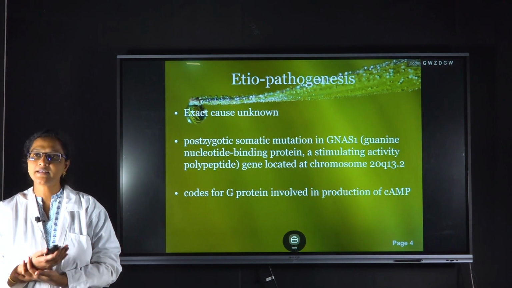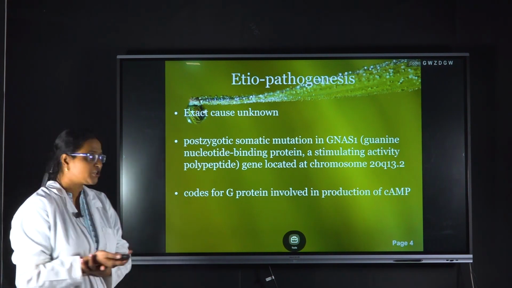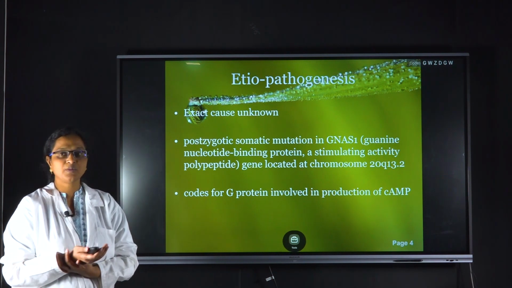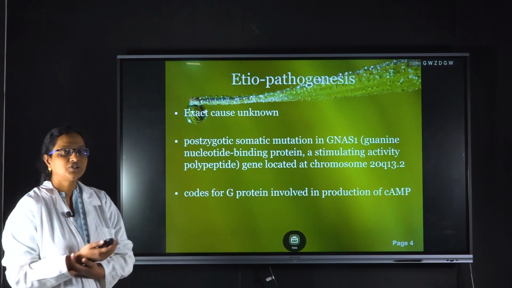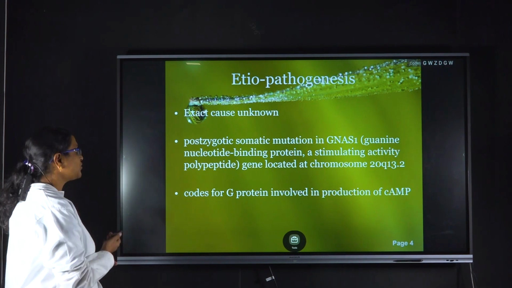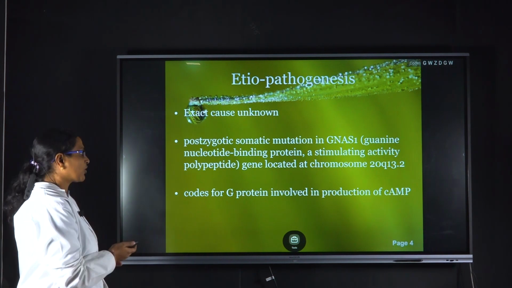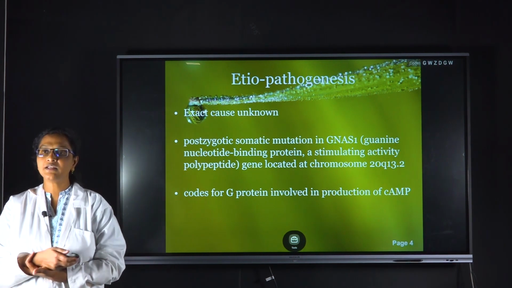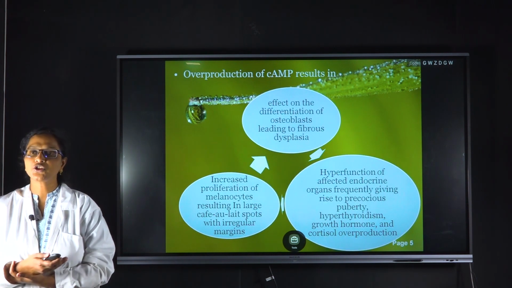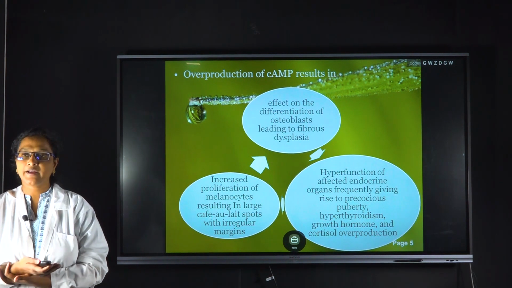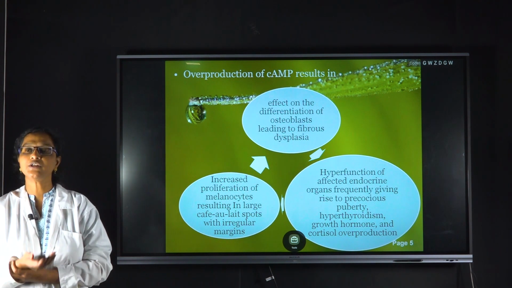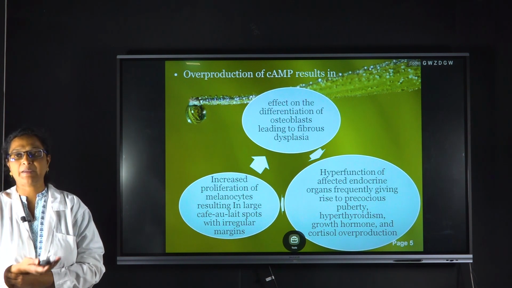However, recent studies have shown us that there is a genetic mutation in GNAS1, which is the guanine nucleotide binding protein alpha stimulating activity polypeptide gene, located on chromosome 20. This gene codes for a G protein, which is involved in the production of cyclic AMP. But when this gene is mutated, there is usually overproduction of cyclic AMP, or cyclic adenosine monophosphate. It leads to an effect on the differentiation of the osteoblast, which leads to the bone lesions which we see in fibrous dysplasia.